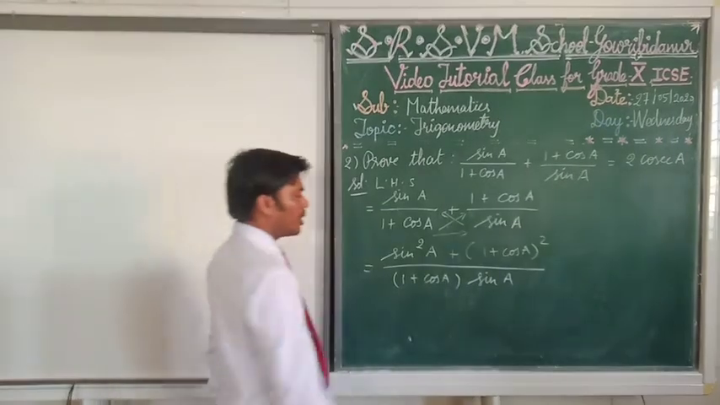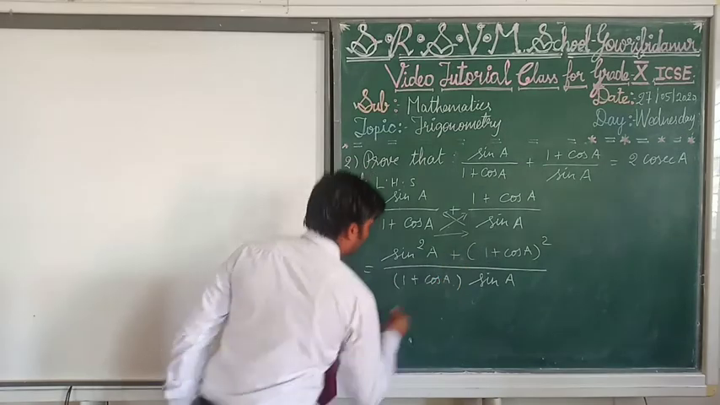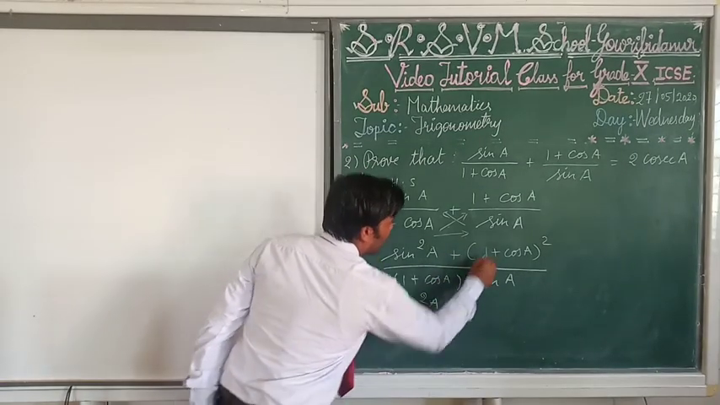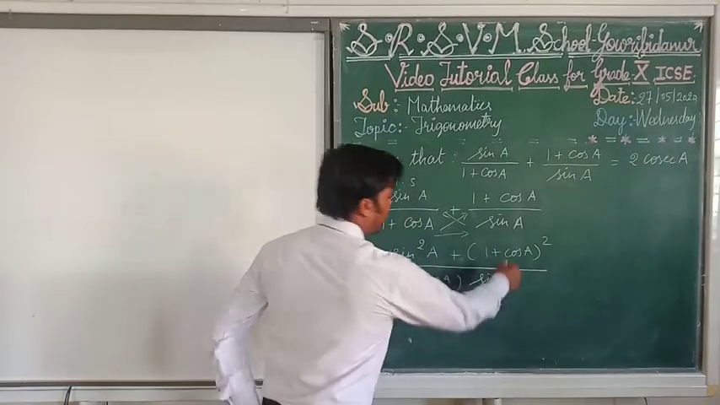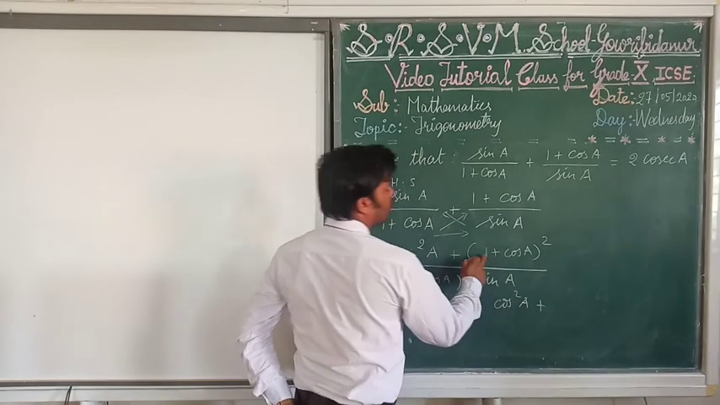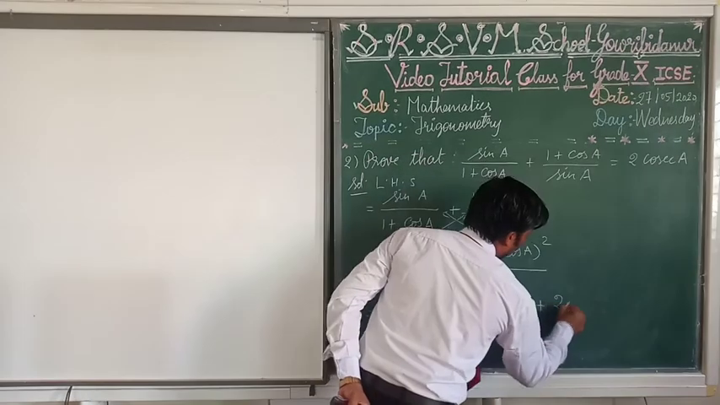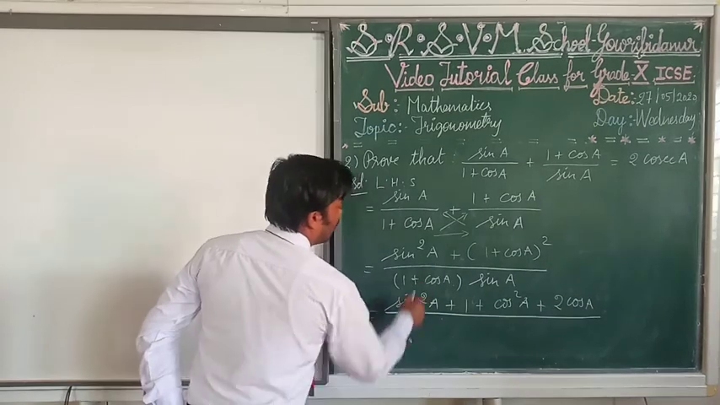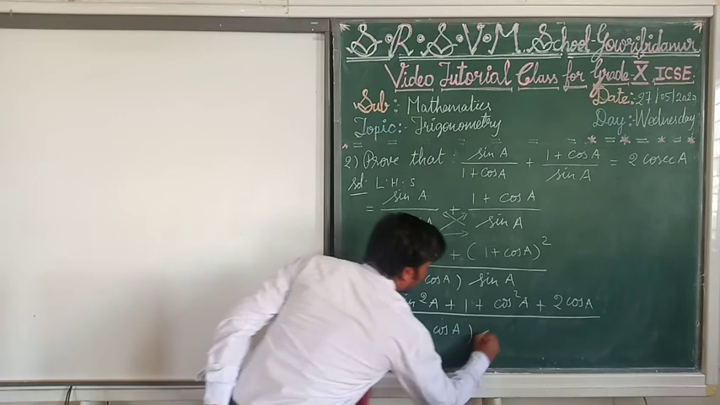After we got this, you see the a plus b whole square format is there, expand that for these terms. Finally expanding means sin square A, plus, instead of a here 1 is there, a square means 1 square, answer is 1. b square is nothing but cos square A, plus 2ab, 2 into 1, 2, again b is cos A, so 2 cos A, whole divided by 1 plus cos A into sin A.